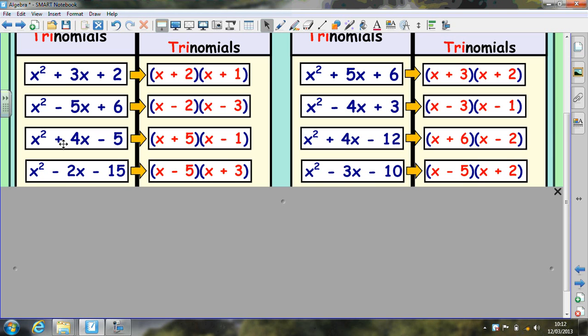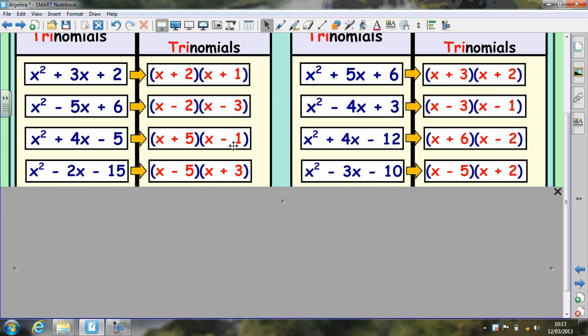So the good ones to spot, just to regroup what we just said: when you've got all positives, the brackets are all positives. When you have a positive at the end and a negative in the middle, then you have two negatives in your brackets. And anything else, you have different signs in your brackets, a plus and a minus. Again, it doesn't matter which way round your brackets are. For example, if you have an x plus 5 times x minus 1, or you have an x minus 1 first and an x plus 5 at the end, that's okay, it doesn't matter.